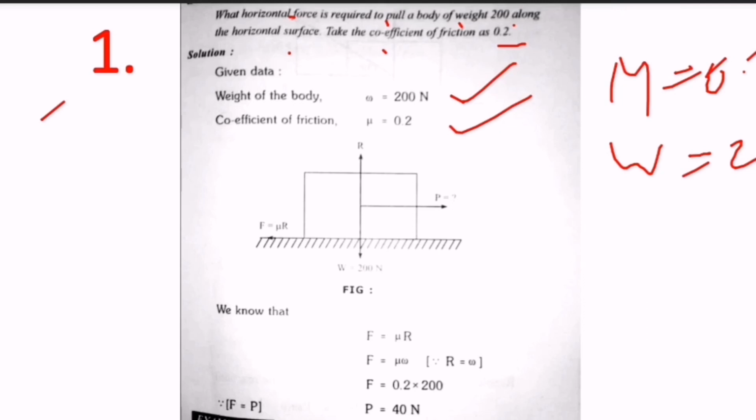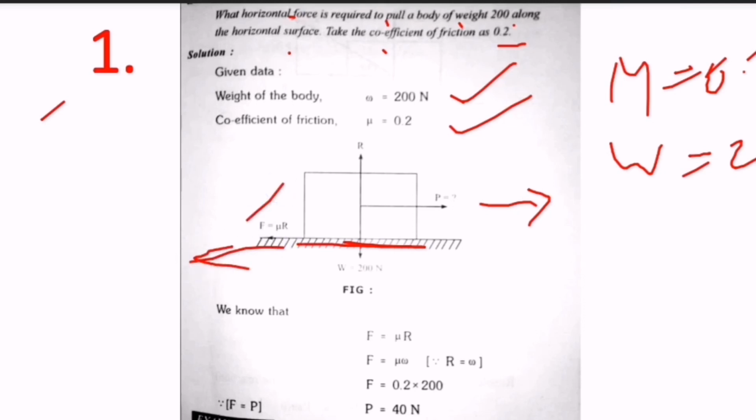Let's see the first problem. What horizontal force is required to pull a body of weight 200 along a horizontal surface? Take the coefficient of friction as 0.2. So mu is given as 0.2, right? And W is given as 200. The body is on a horizontal surface. So when the body is going right side, the friction is coming left side.